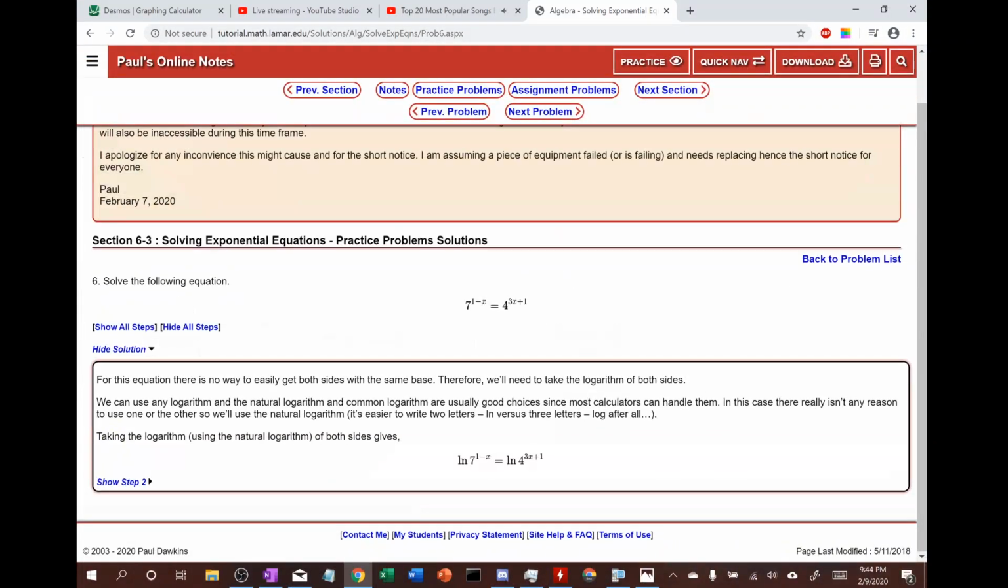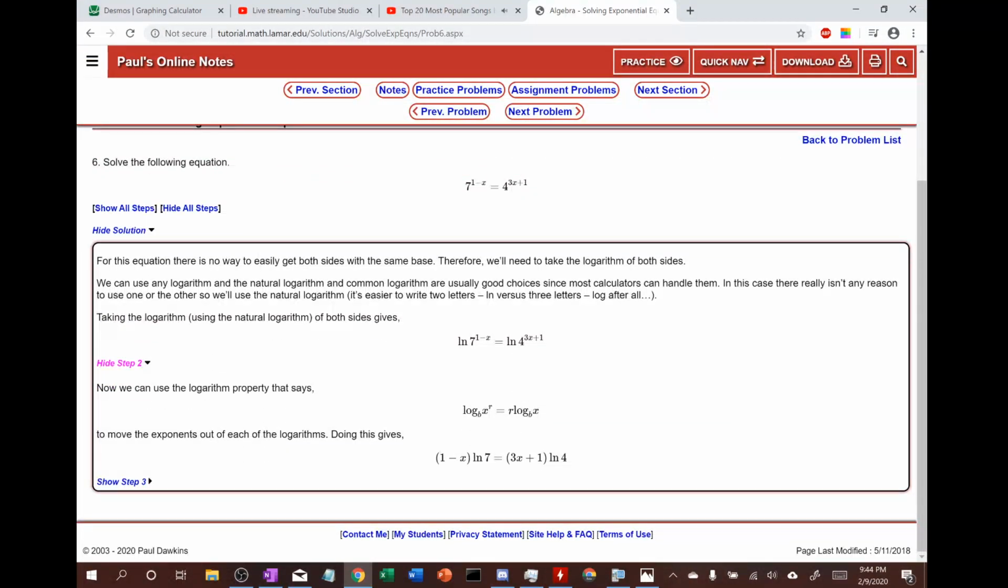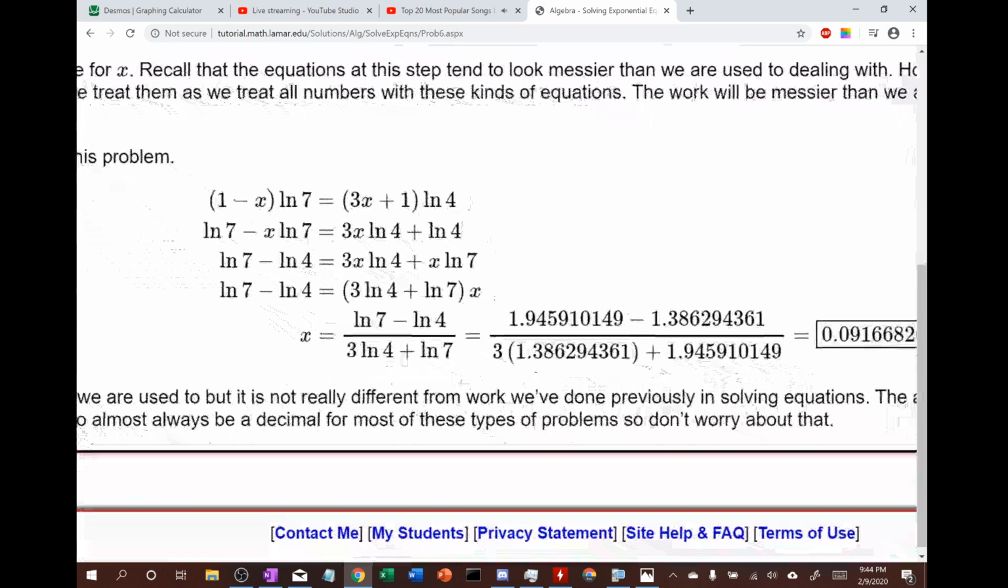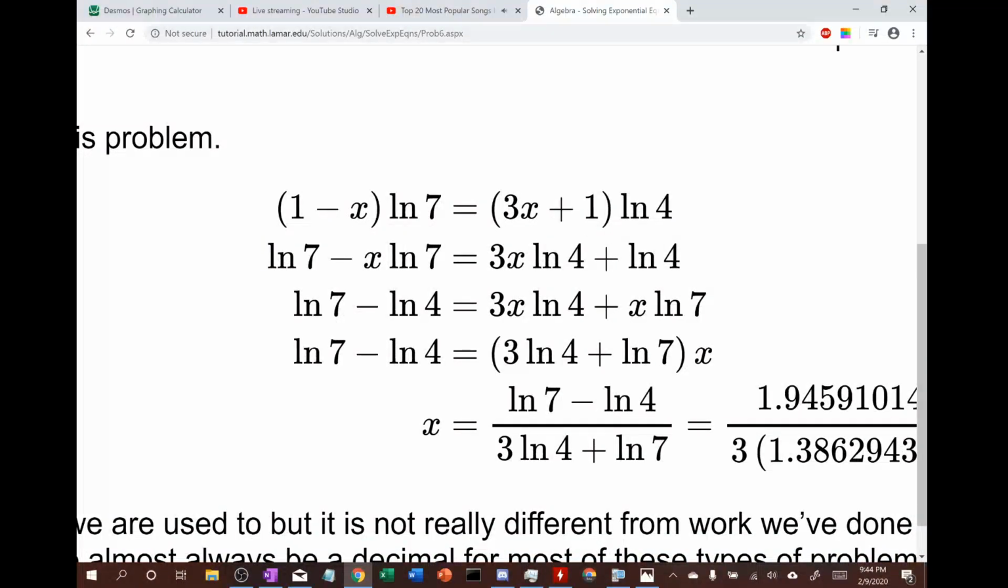Okay, so here's the first step. And here's the second step. And then here's the third step. Oh, I see what they wanted us to do. I was making my life too hard. We distribute, multiply, and then combine like terms. Very interesting.